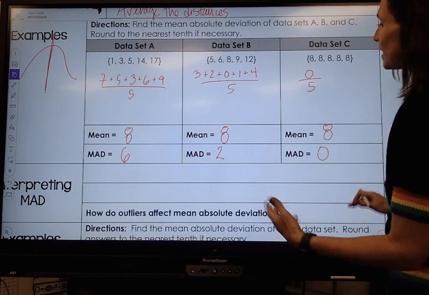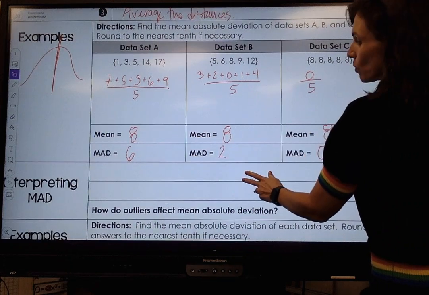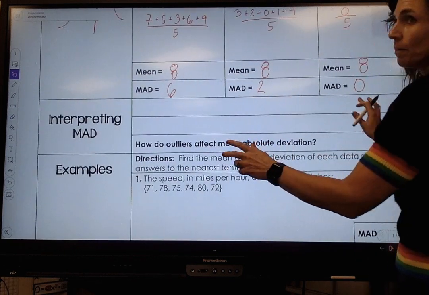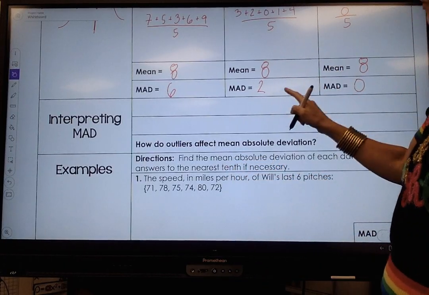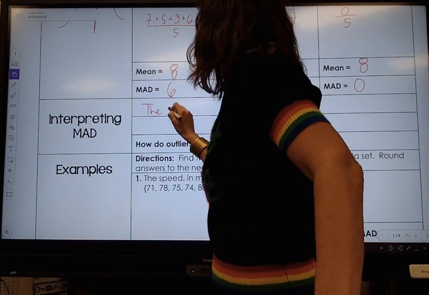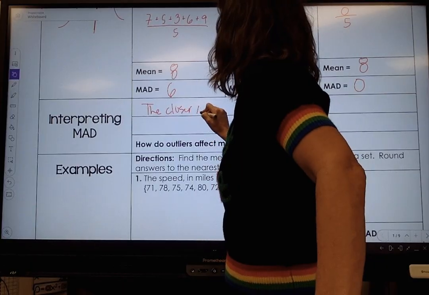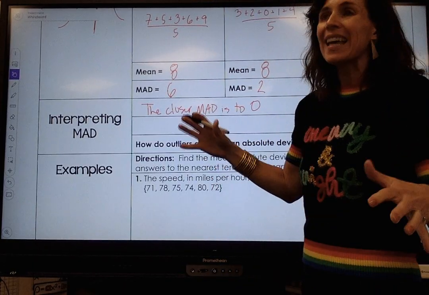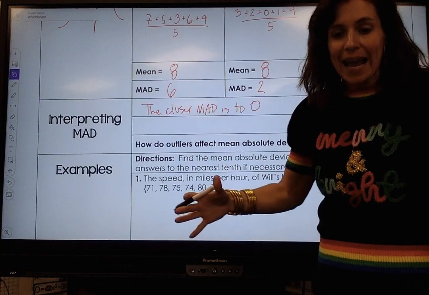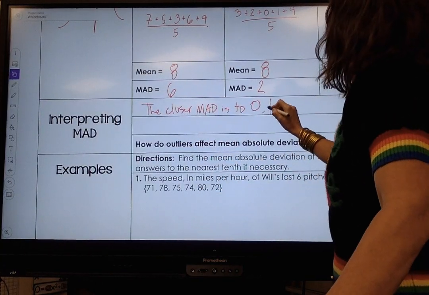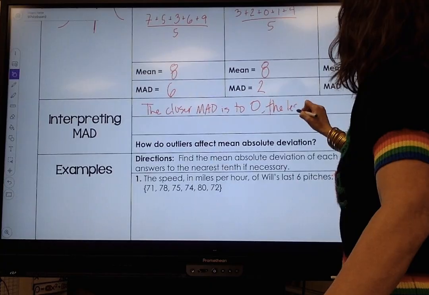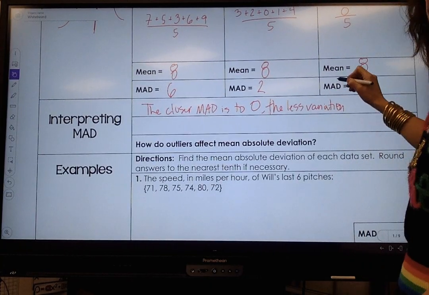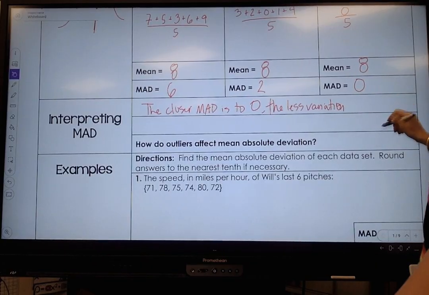So what does it mean when you get these MAD scores? Well, when you interpret the MAD score, it means that the closer MAD is to 0, the less deviation that my data has. So there will be less variation or deviation, the less variation there is in the data.